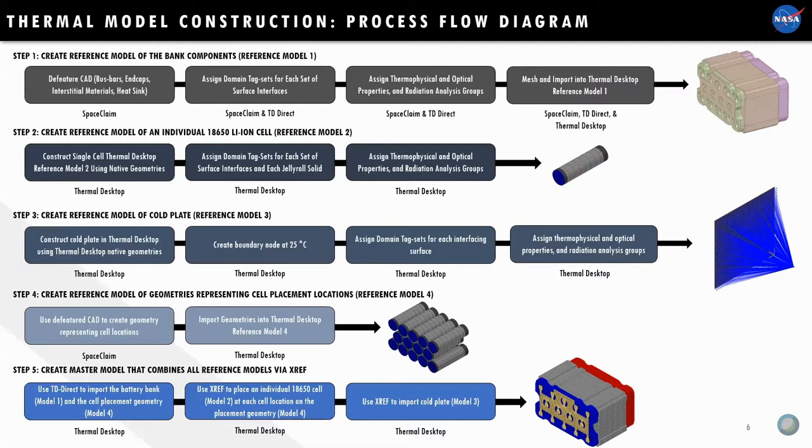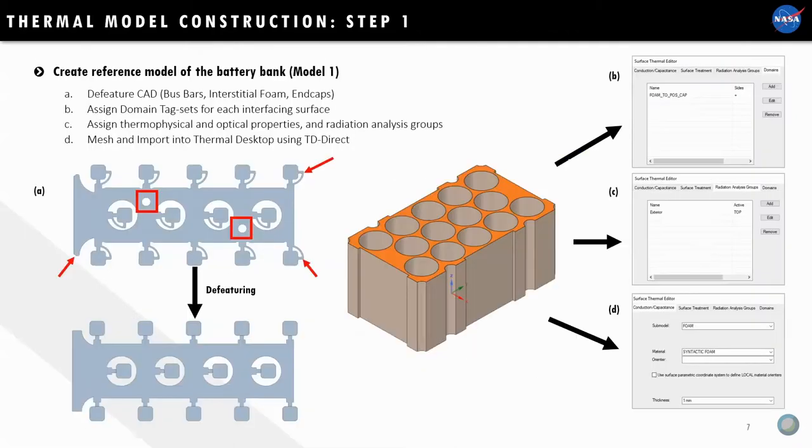So we have a reference model of the bank and components, which included the featuring CAD, domain tag sets, and thermal props. Our second step was creating a reference model of the 18650 cell, which we had in two variants: the regular version and a trigger cell variant. We created a cold plate reference model, which is convecting to room temperature. Then we have a reference model of the cell placement geometries, which I'll get into detail about in a minute. And finally, we had a master model that combines all of the previous models using XRef and TD Direct.